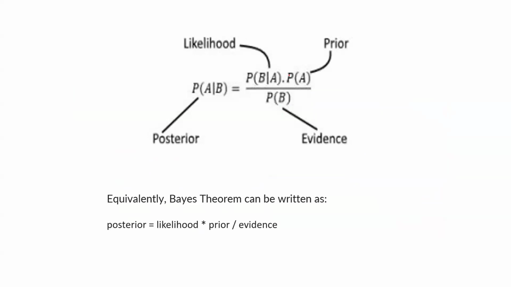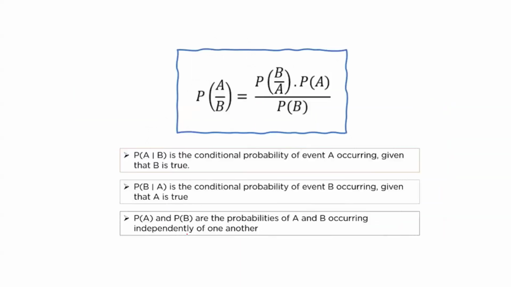Now, in this Bayes theorem, the probability of A given B equals probability of B given A times probability of A divided by probability of B. This is called the posterior probability, this is the likelihood, this is the prior probability, and this is the evidence. So equivalently, Bayes theorem can be written as posterior equals likelihood times prior divided by evidence. This is one more way to represent the Bayes theorem.